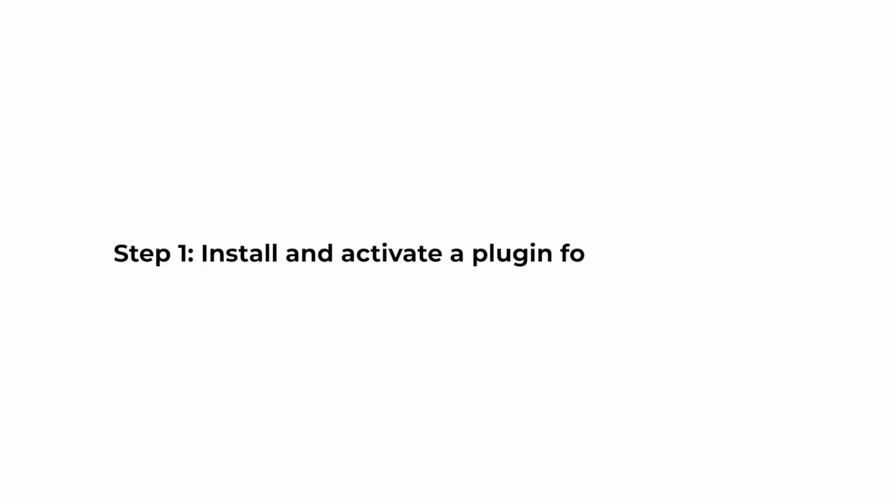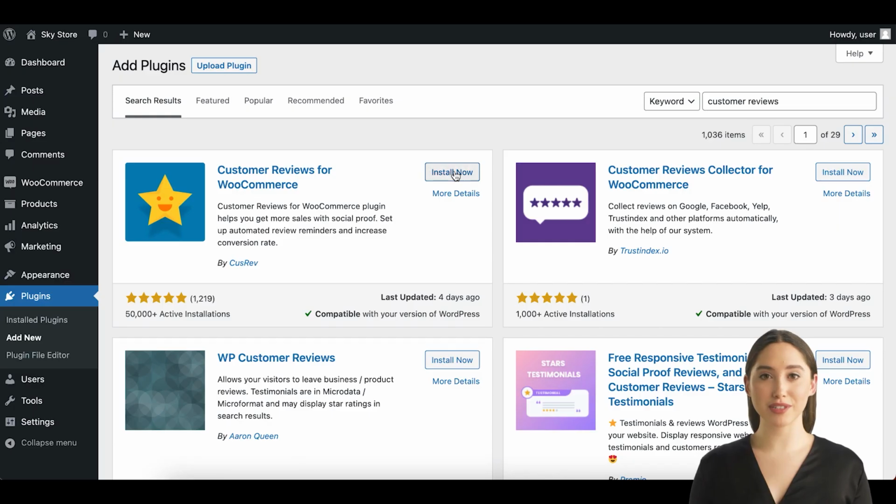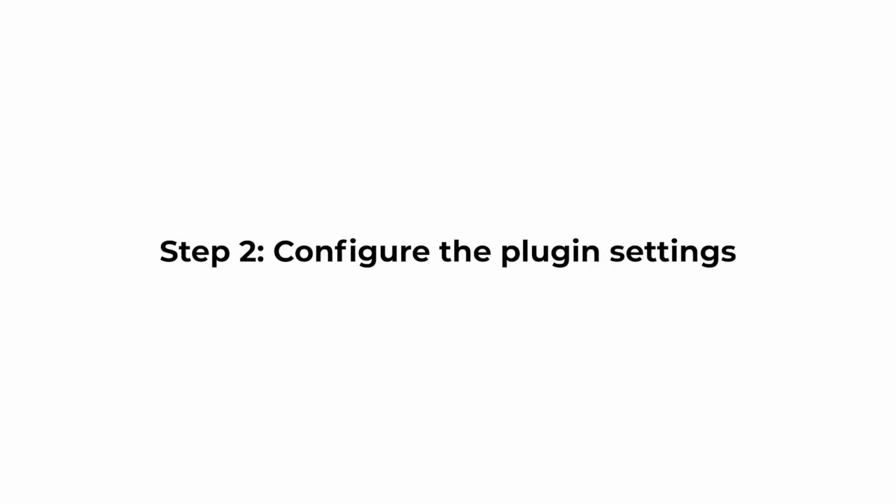Step 1. Install and activate a plugin for video reviews. The first step is to install and activate the Customer Reviews for WooCommerce plugin on your website. You can download this plugin from the official WordPress plugin directory or directly from the admin panel of your WordPress website. Step 2. Configure the plugin settings.